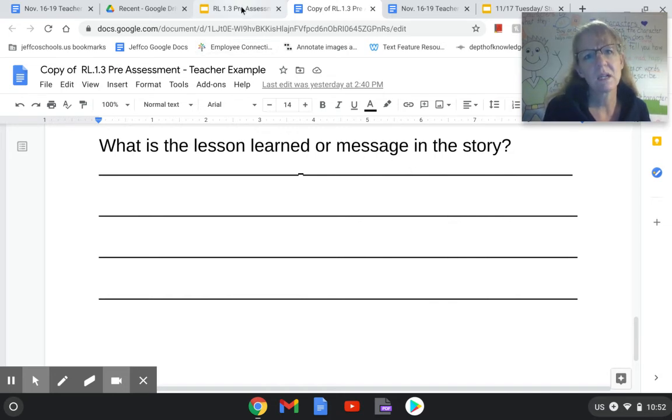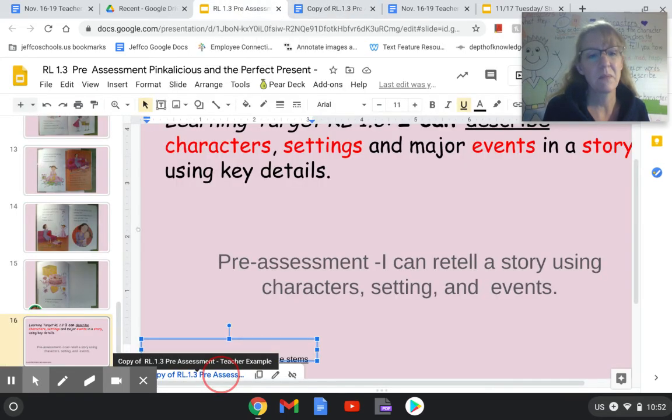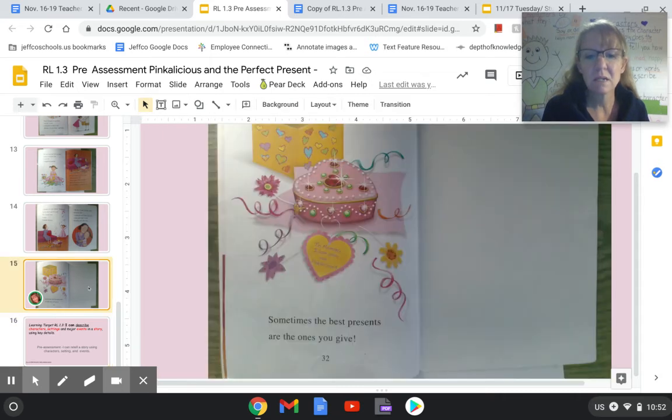Well, in our story right at the end, it talked about giving a gift, right? That last page, it talked about that sometimes the best presents are the ones you give. That's what Pinkalicious learned. She was at that yard sale. She had all of these great treasures. She couldn't decide which one she wanted for herself. But then she found something that was even better. She found that special treasure for her mom. So she learned, and that's what I put on mine. Pinkalicious learned that giving a gift is sometimes better than getting one.